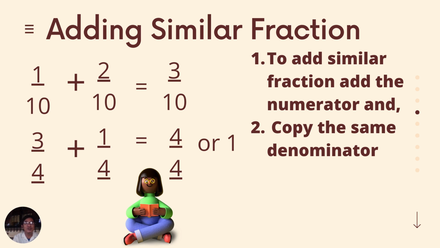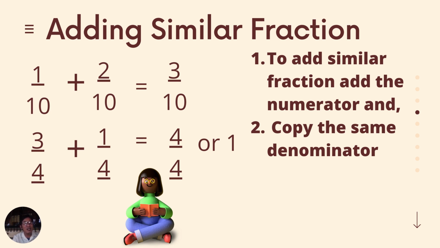Adding similar fraction. To add similar fractions, add the numerator. So we have here 1/10 plus 2/10. We have the same denominator. We have 1 plus 2 is equal to 3. Then step number 2 is copy the same denominator, which is 10. So the answer is 3/10.